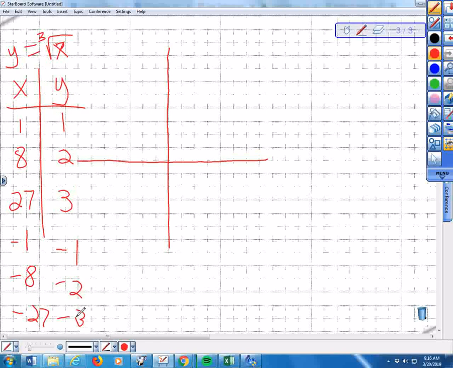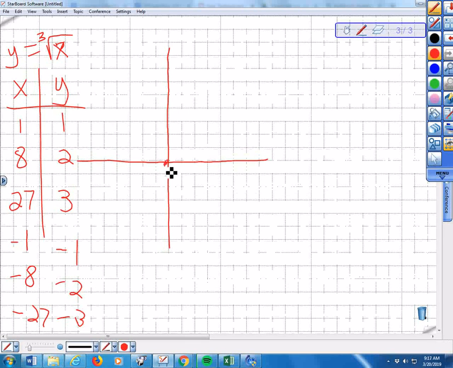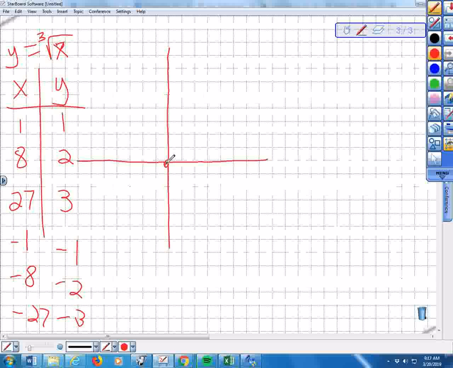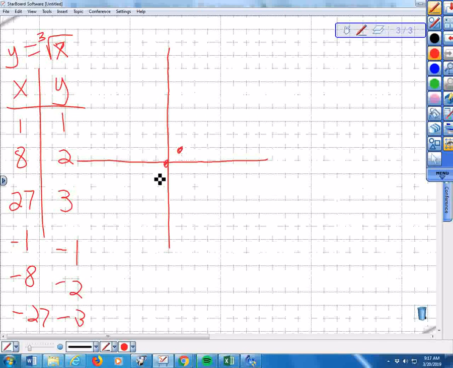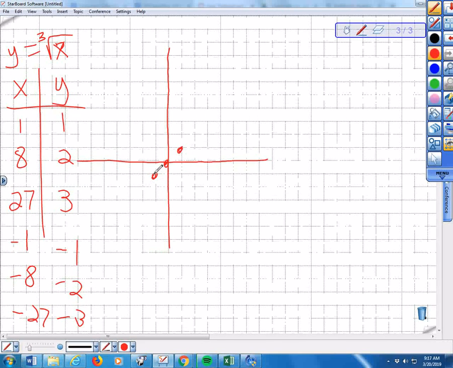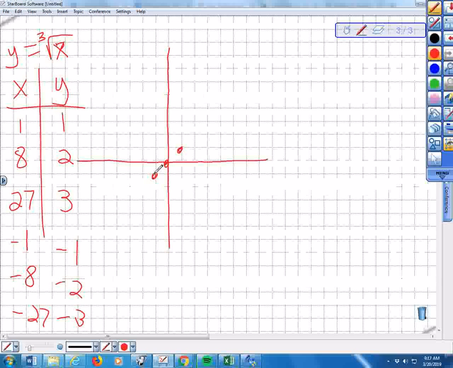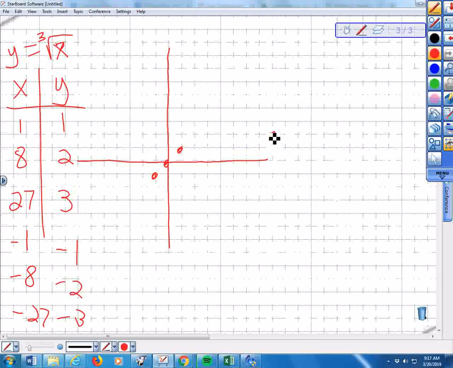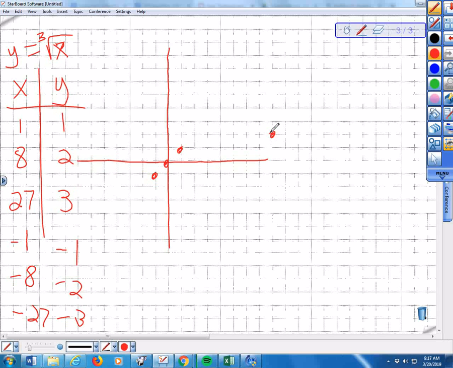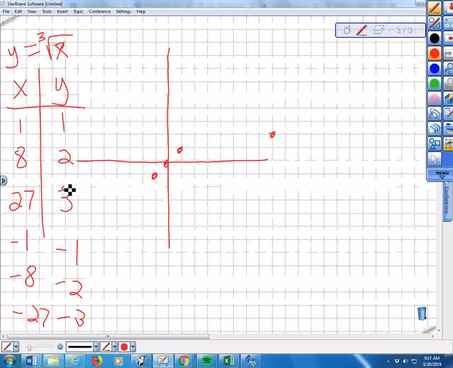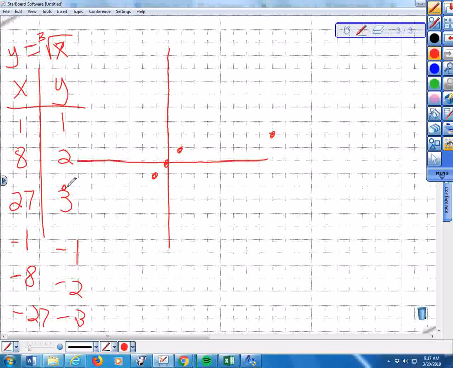0, 0 on the graph. Yes, so it goes through the origin. 1, 1. Yes. -1, -1. 8, 2. And negative 8, down 2. Okay, I'm not even going to do 27, but you can kind of see.